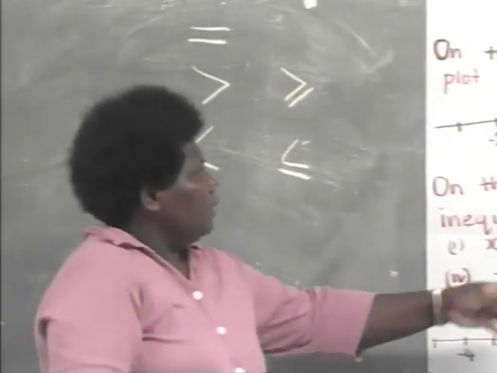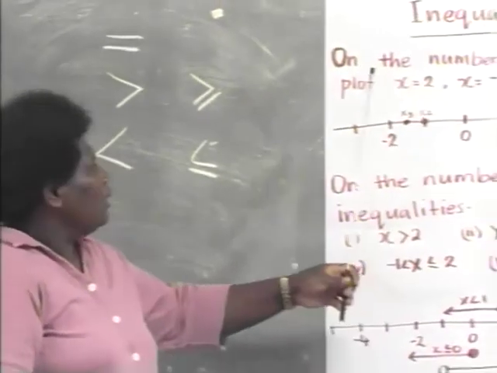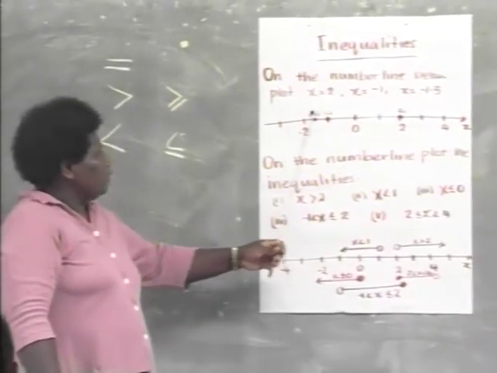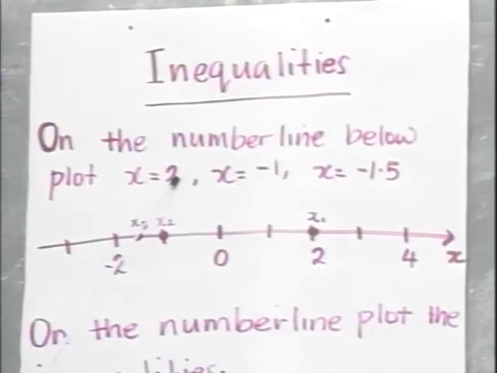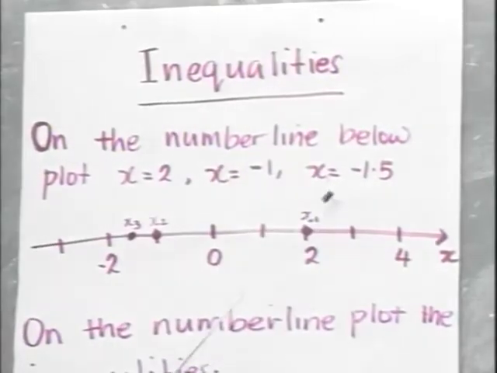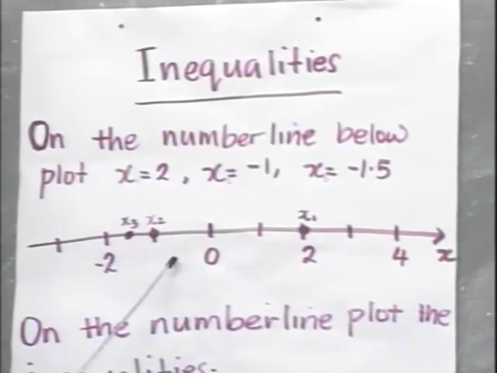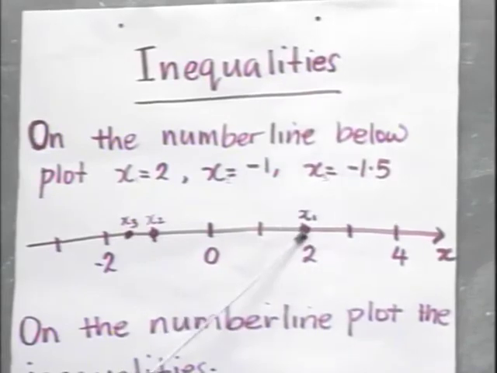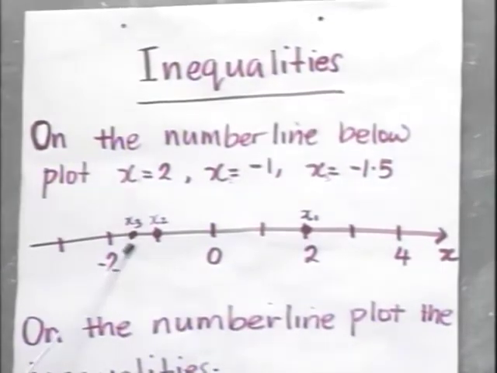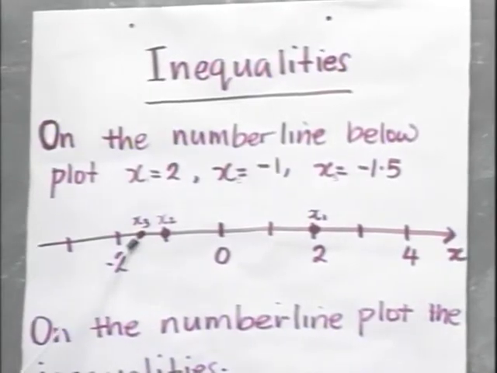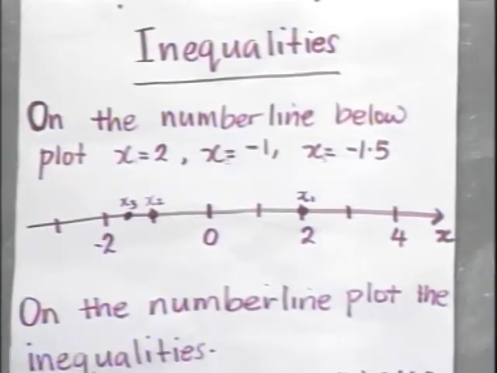Okay. I've just started off with plotting some points. On the number line below, if I were to plot x1 here, which is 2, x2 here, which is minus 1, and x3, which is minus 1.5. I've plotted, hopefully correctly. x1 is here, which is 2, x2 is negative 1, and x3 is negative 1.5. We all know from the first time we plotted number lines that on the right-hand side are the positive numbers and on the left-hand side are negative numbers. In the middle of the positive numbers and the negative numbers, there should be 0.